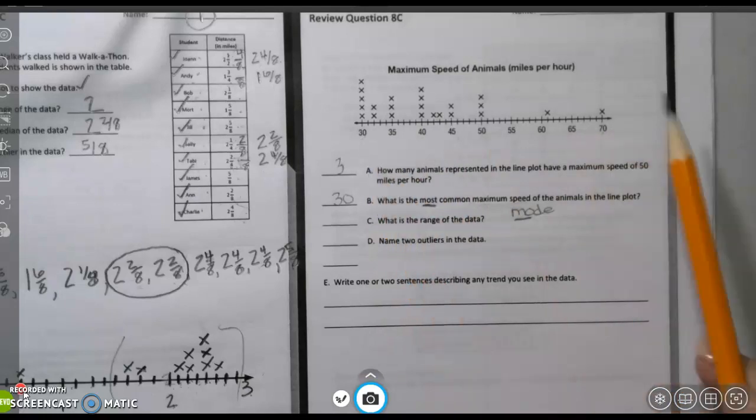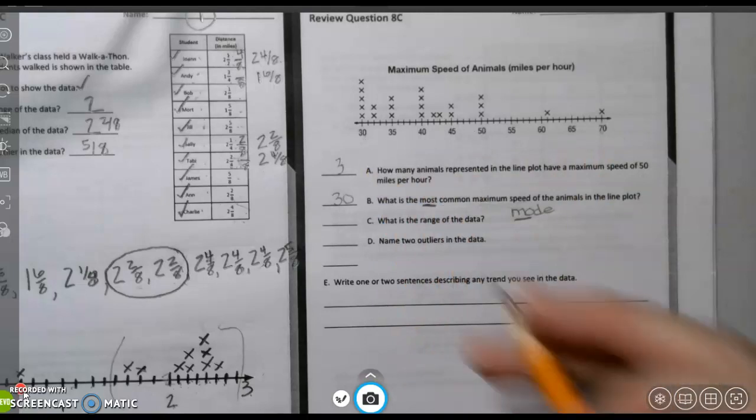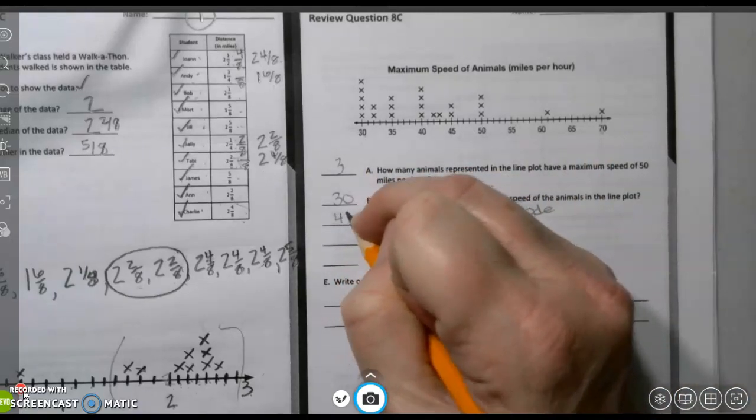We learned, remember from yesterday, range is the highest data point to the lowest data point. We subtract those. So we have 70 minus 30. Our range would be 40.